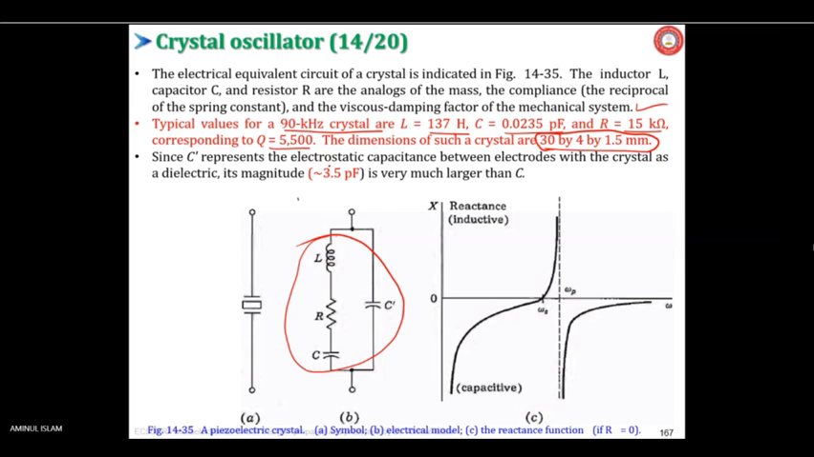And C prime represents the electrostatic capacitance between the electrodes with the crystal as the dielectric material. From here to here you have the crystal as a dielectric material, and the capacitance between these two points is your C prime. It is quite larger than C here, which is only 0.0235 picofarad, compared to C prime, almost equal to 3.5 picofarad. Quite large, or not? There is a lot of difference in the values of C prime and C.